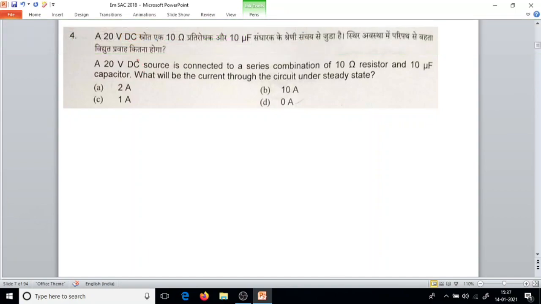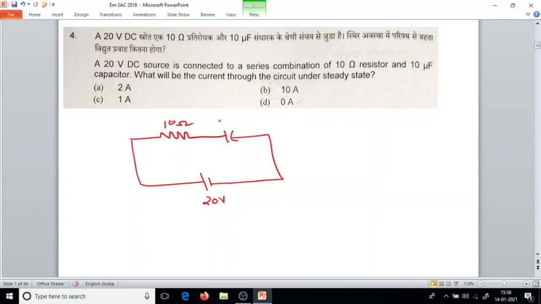Question number 4. A DC source is connected to a series combination of a 10 ohm resistor and a 10 microfarad capacitor. What will be the current through the circuit under steady state? So one resistor is there. When one capacitor is connected, what is supplied? It is equal to 20 volt. 20 volt is the source. That is 10 ohm. The 10 ohm resistor is in a series circuit. And the value of the capacitor is 10 microfarad.